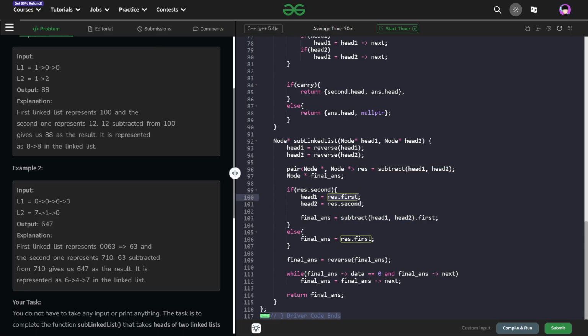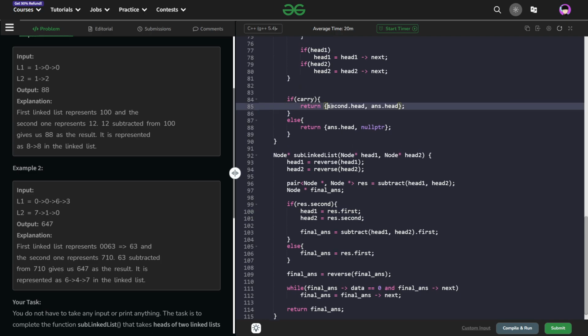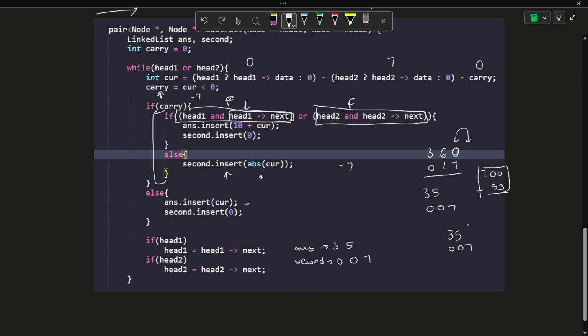So I'm going to get head 1 as res dot first and head 2 as res dot second. What is res first? The second value, and what is second? Head 2 are the answer values. So basically this is going to be my new head 1. Head 1 becomes equal to 007, this is the first linked list, and head 2 becomes equal to 35. This is the second linked list.